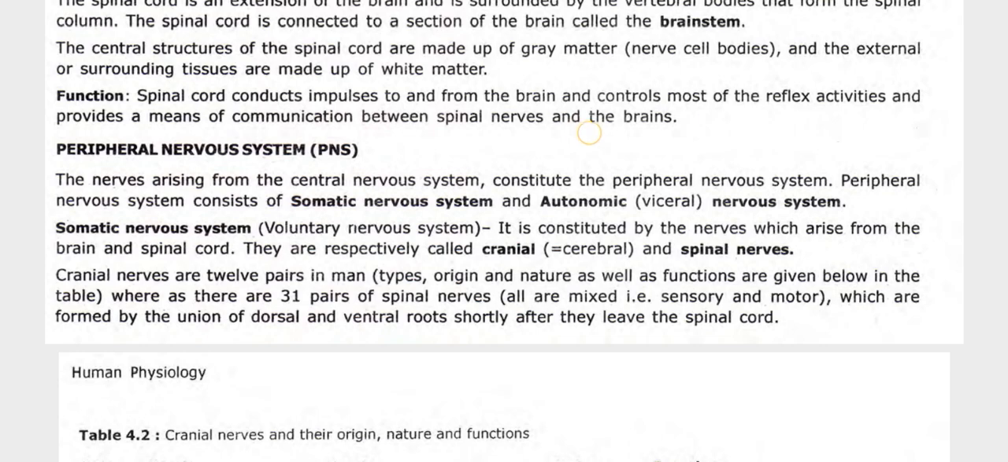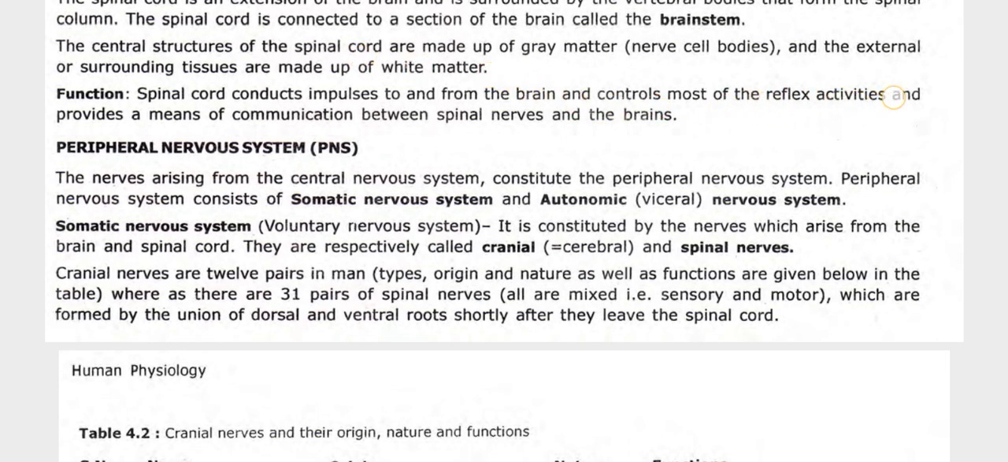The central structures of the spinal cord are made up of grey matter, nerve cell bodies, and external and surrounding tissues are made up of white matter. So when we try to learn about its function, spinal cord conducts impulses to and from the brain and controls most of the reflex activities and provides a means of communication between spinal nerves and the brain.